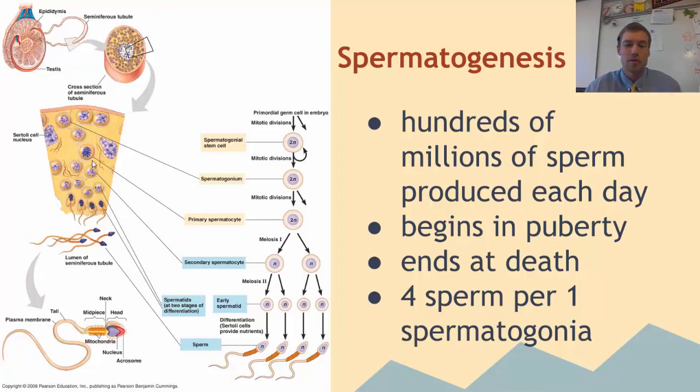Spermatogenesis is going to begin in puberty and it ends at death. So males can have fertility throughout the entirety of their lives, although the sperm tend to not be quite as capable towards the end of their life, although that is to some extent a genetic trait. And you get 4 sperm per every 1 spermatogonia that you start off with.